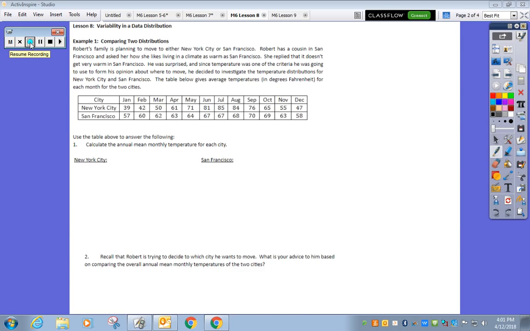In Lesson 8, we're going to start talking about the idea of variability in a data distribution. For example 1, it's asking us to compare two distributions.